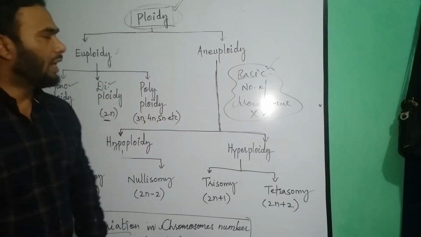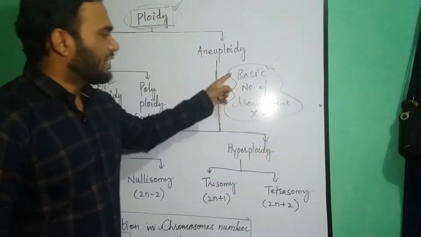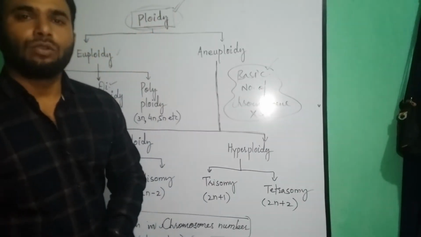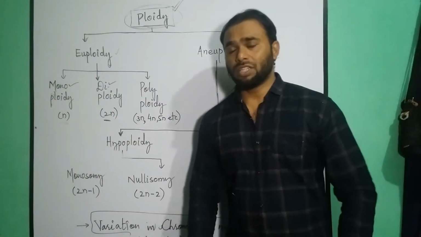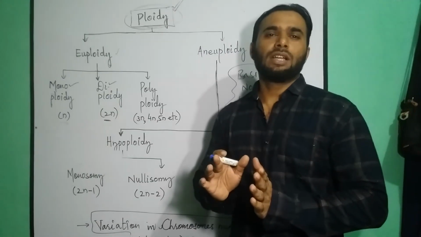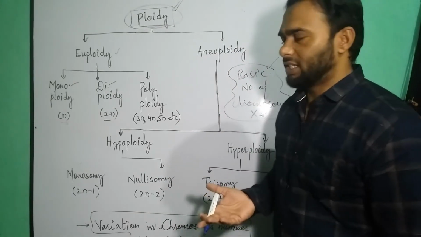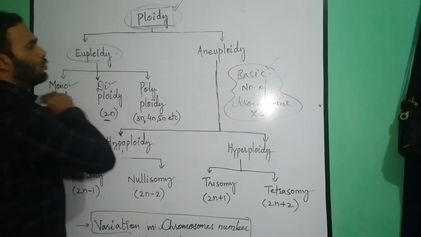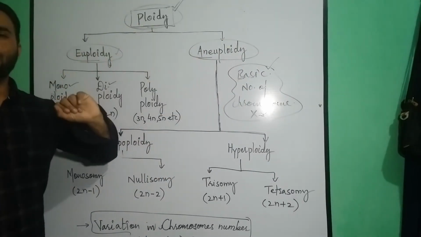One more time I'll explain ploidy. What is ploidy? The degree of repetition of the basic number of chromosomes, which is X, in the nucleus of the cell of every living organism. Simply, it is nothing but the number of chromosomes in the cell. How many chromosomes are there in the cell? And ploidy is divided into two types: number one, euploidy, and number two, aneuploidy. Dear students, what is euploidy and what is aneuploidy?